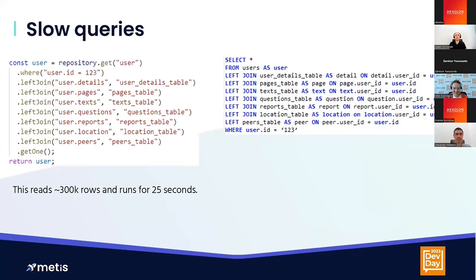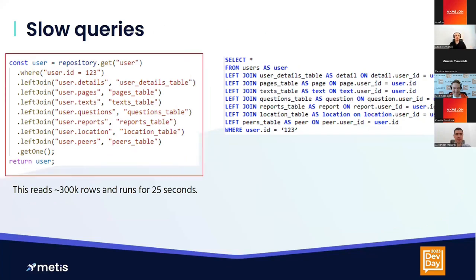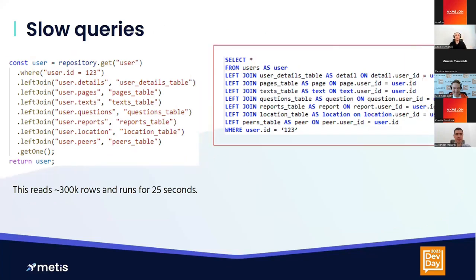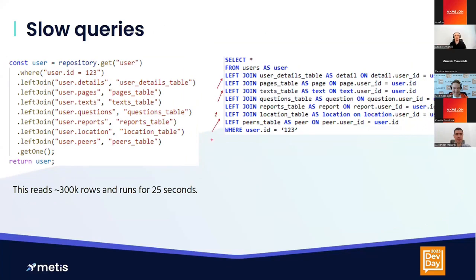So let's see what can go wrong. For instance, talking about slow queries. This is actually an example from one of my production systems. Imagine that we have this big aggregate root, and we want to get the user entity, and this user entity has multiple tables that we would like to include, like details, pages, text, reports, whatever else. When we implement application code like this, behind the scenes our ORM will generate a select statement like this. So, select with multiple joins, right?